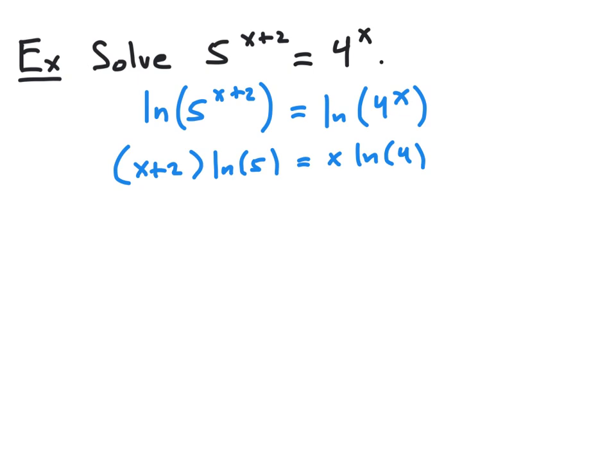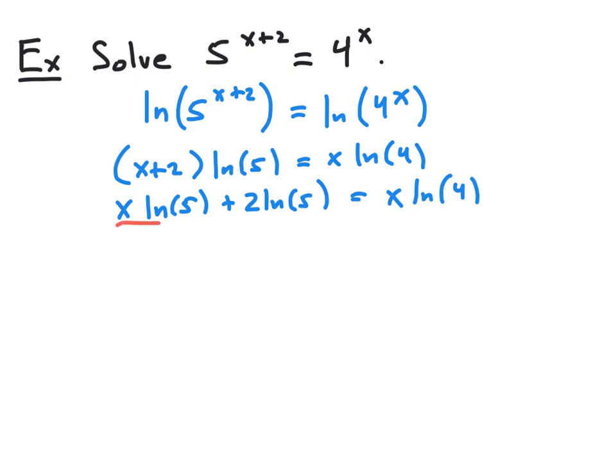Now, since there are x's on both sides of the equation, we really don't have much of a choice here but to go ahead and distribute the natural log of 5 on the left side. So the left side will become x times the natural log of 5 plus 2 times the natural log of 5. And the right side will remain x natural log of 4.